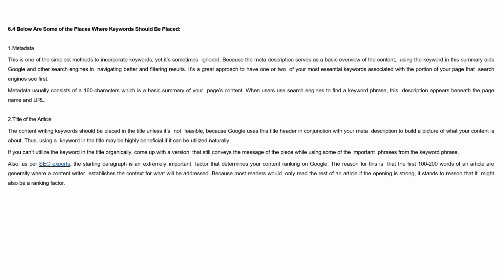If you can't utilize the keyword in the title organically, come up with a version that still conveys the message of the piece while using some of the important phrases and keywords. Also, as per SEO experts, the starting paragraph is an extremely important factor that determines your content ranking on Google. The reason for this is that the first 100 to 200 words of an article are generally where the content writer establishes the context of what will be addressed, because most readers would only read the rest of the article if the opening is strong, and it stands to reason that it might be a ranking factor.